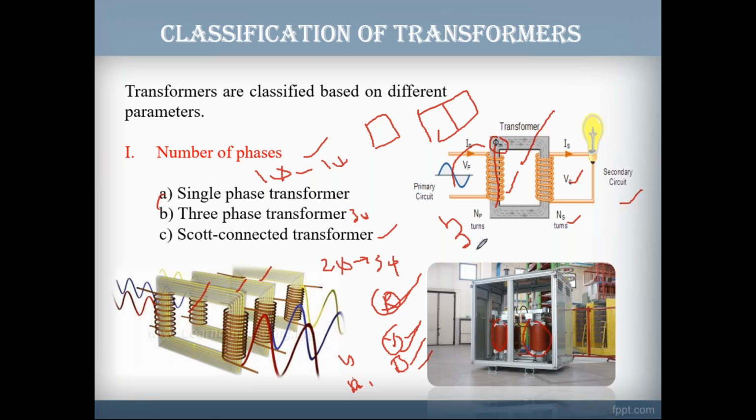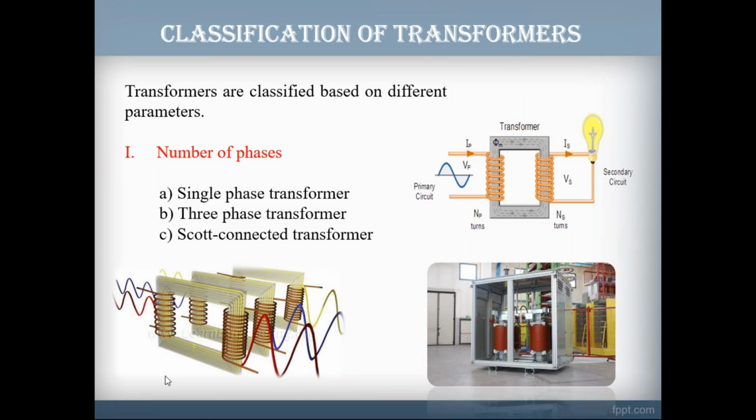So now look, suppose there is a winding like this. This is the single phase and neutral. And one more thing, a phase is added to this like this. So what we get is 2 phases and 1 neutral. So that's why it is called that. In the Scott connection, this type of construction is in the primary, and on the secondary side we get 3 phases, R, Y, B. Okay? So for number of phases it is classified into 3 types: single phase, 3-phase and Scott connected transformer. So this is the first type of category.